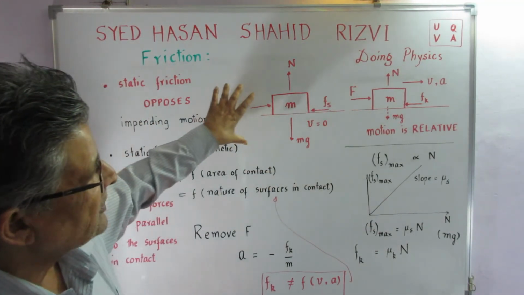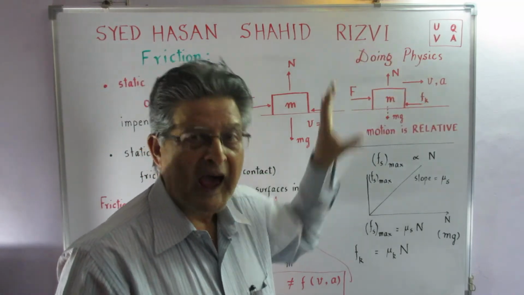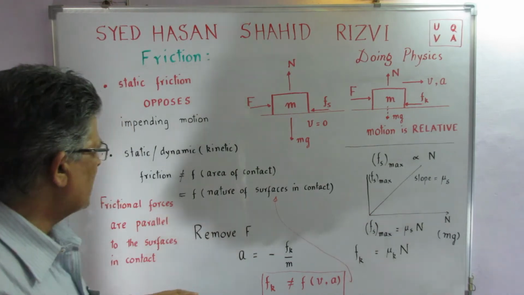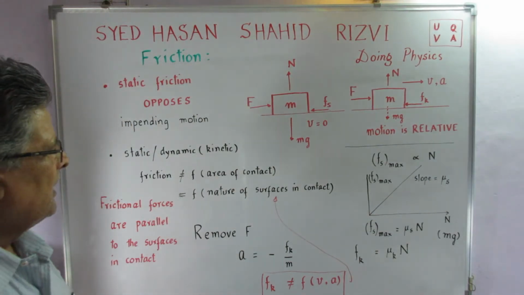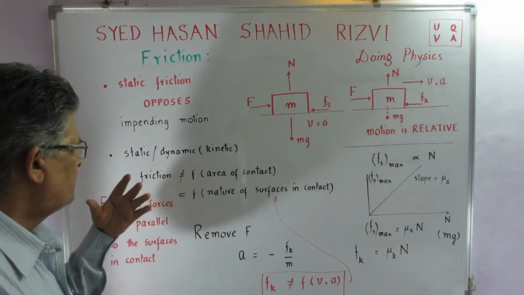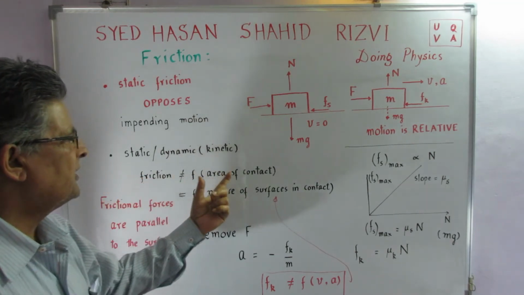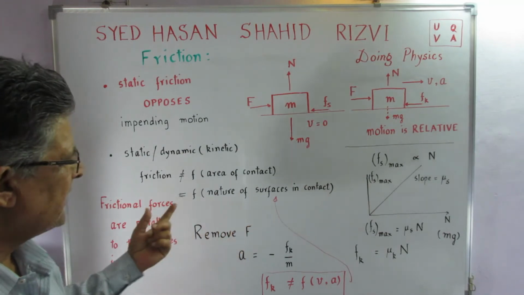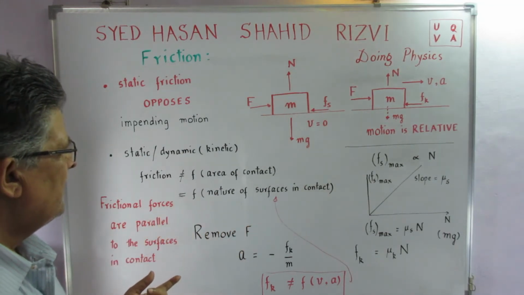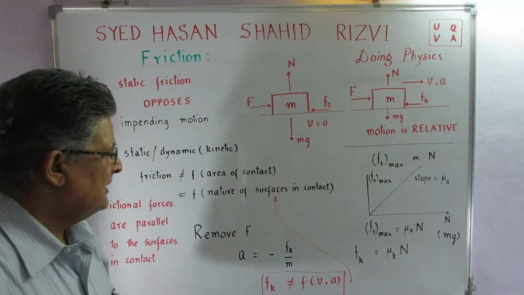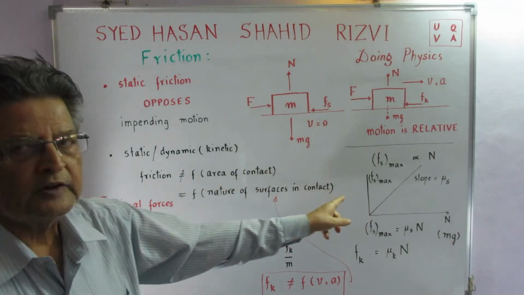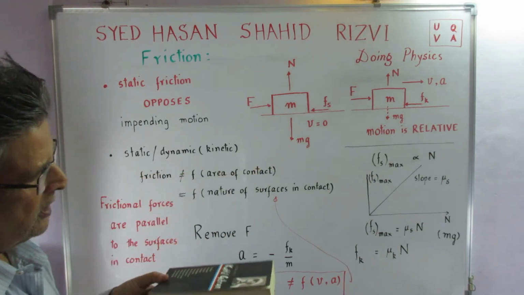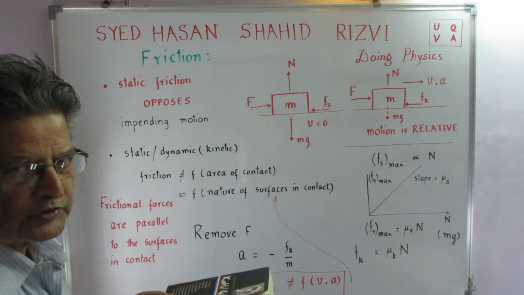And when we conduct this kind of thought experiment or actual experiment, in reality, what we find is that friction does not depend on the area of contact. Okay, it rather depends on the nature of the surfaces in contact, the two surfaces: the surface of the body and the surface on which it is kept.